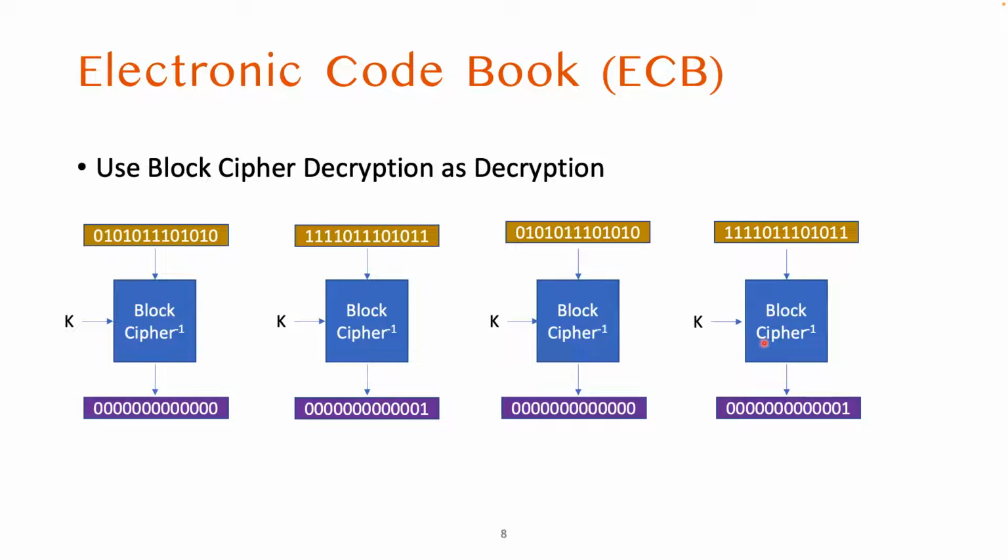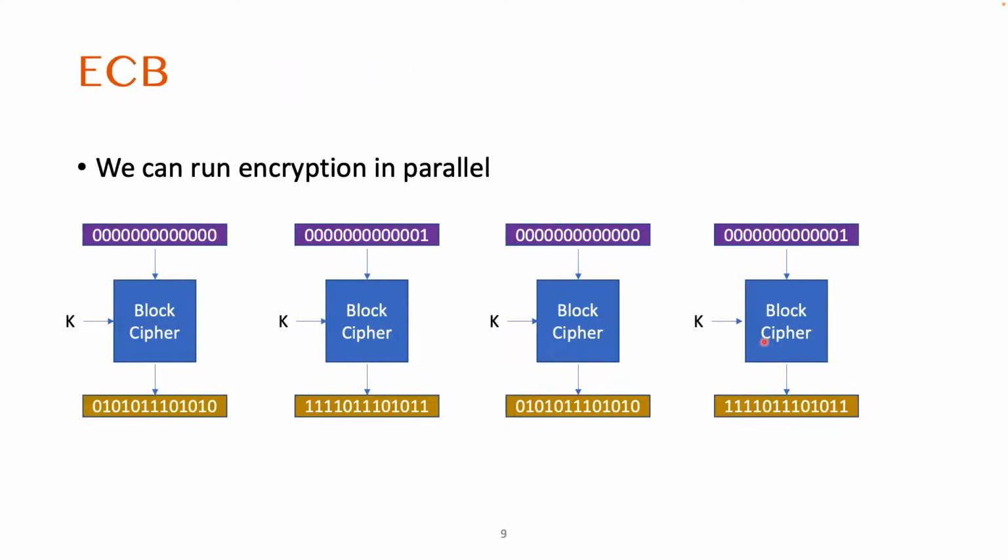The characteristic of ECB is that we can run encryption in parallel. What that means is, suppose we have all the plain text available, then the encryption of the second block does not depend on the result of the first block at all. So we can run all the encryptions in parallel. For example, if you have a 4-core machine, then we can run the encryption 4 at a time, and then we get the encrypted data.